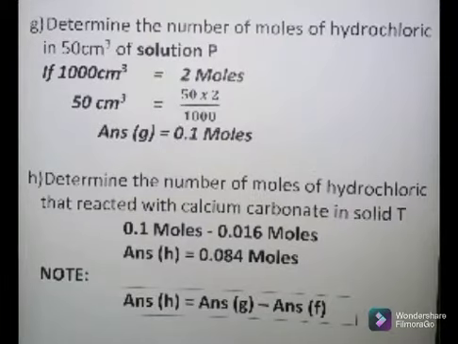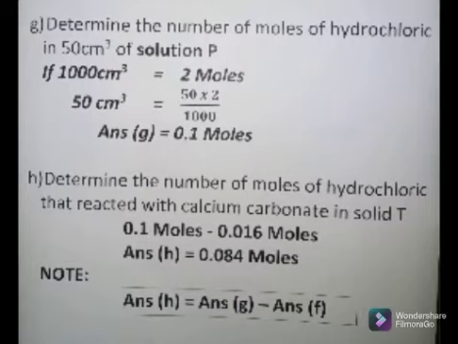We are supposed to determine the number of moles of hydrochloric acid in the original 50 centimeters cubed of solution P. With solution P, we were given the molarity. So we are going to argue that 1,000 of that solution contain 2.0 moles of hydrochloric acid. So what about 50? If you multiply 50 multiplied by 2, divided by 1,000, you get 0.1. That is the original amount of acid that was in the solution P, 50 cubic centimeter.